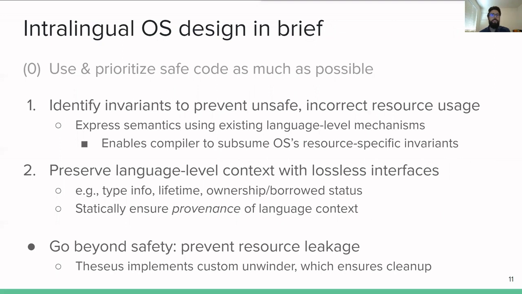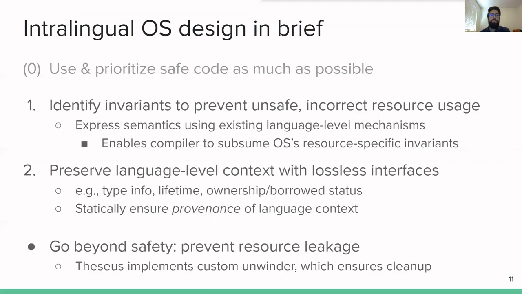Intralingual OS design allows the compiler to understand the semantics of OS components and apply its safety checks to them. On a side note, we prioritize the use of safe code above all else, and we only descend into unsafety when it's fundamentally unavoidable. Intralingual OS design requires identifying the invariants for each resource that prevent its unsafe and incorrect usage, and then using only existing language-level mechanisms to express those semantics. This enables the compiler to subsume those invariants into its own and check them by default.